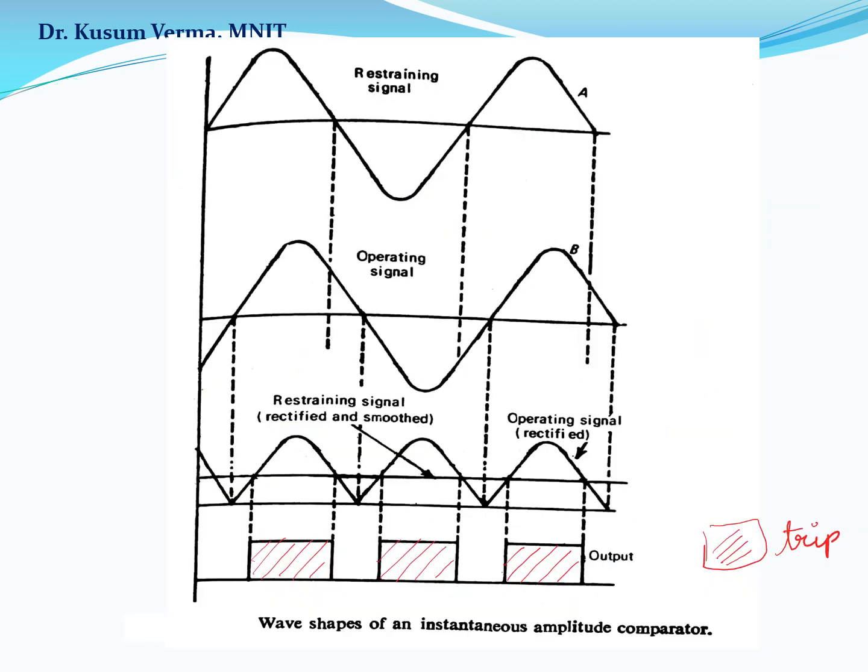The graph shows the V-shape of the instantaneous amplitude comparator, and as seen from the output, the tripping has been identified by the dashed red lines, and this is showing the region wherever the operating signal which is rectified is more than the restraining signal.